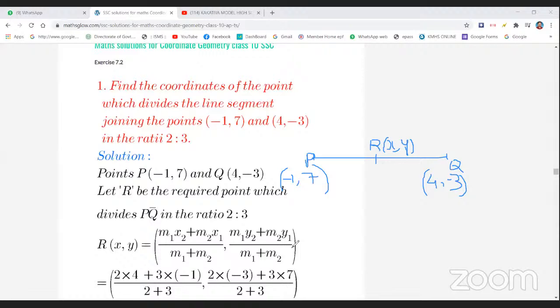(x1, y1) means (-1, 7). So x1 is -1, y1 is 7, x2 is 4, y2 is -3. So we have to consider which is x1, y1, x2, y2. M1 to M2: the 2:3 ratio is given. So consider this M1, this M2. M1 value is 2, M2 value is 3. These are the values we need to substitute in the section formula. By substituting, we get the answer.